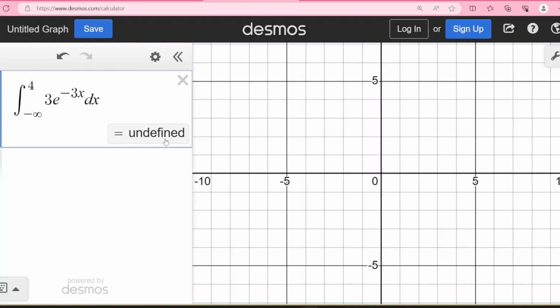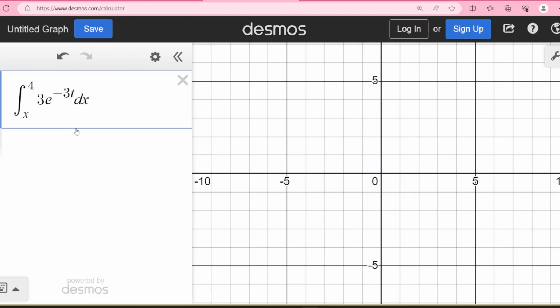But there's a really good chance that if it says undefined, it's divergent. So what I'm going to do instead is this. On the calculator here, I'm going to call it bottom limit x and change the variable in here to a dummy variable.